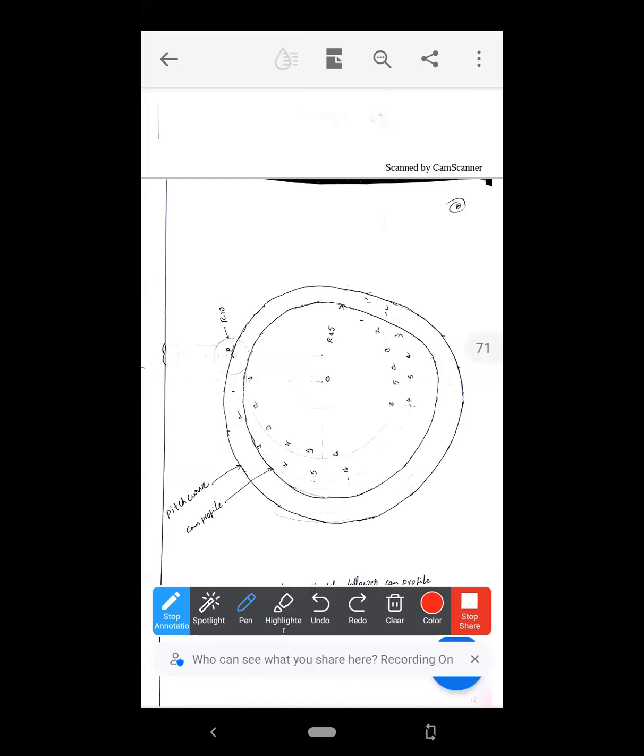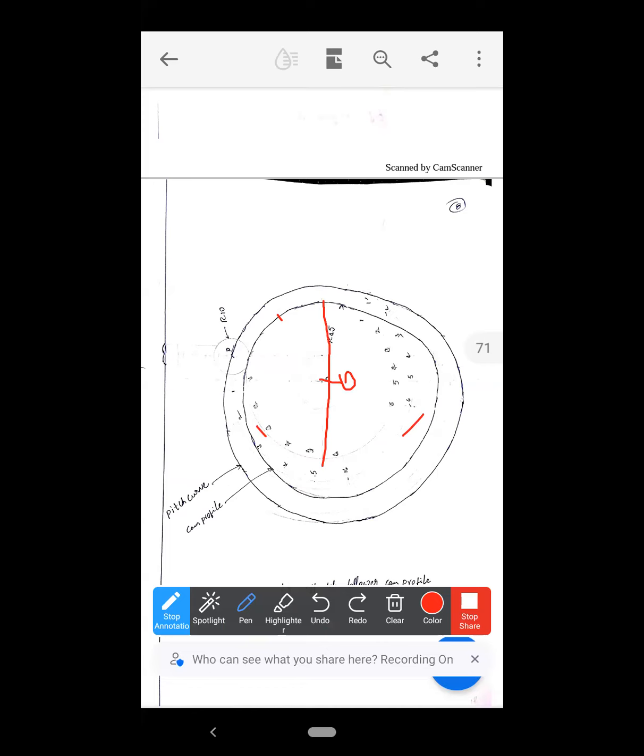Just take one horizontal line and choose a point, starting with O, and now draw one circle. That circle is the base circle with a radius of 45 mm. So this is the base circle. First you have to draw the base circle.